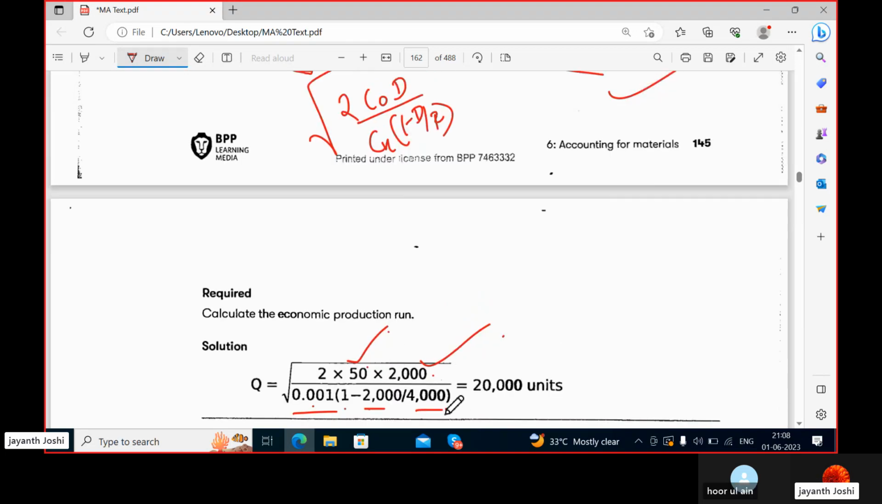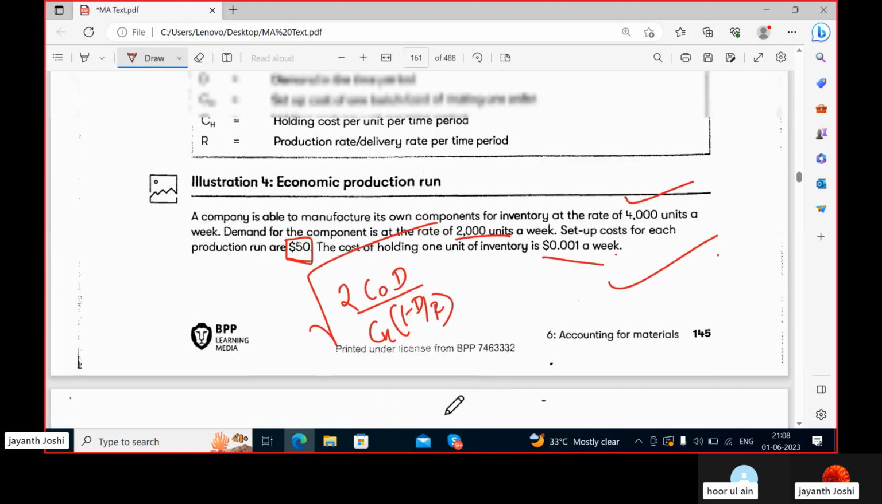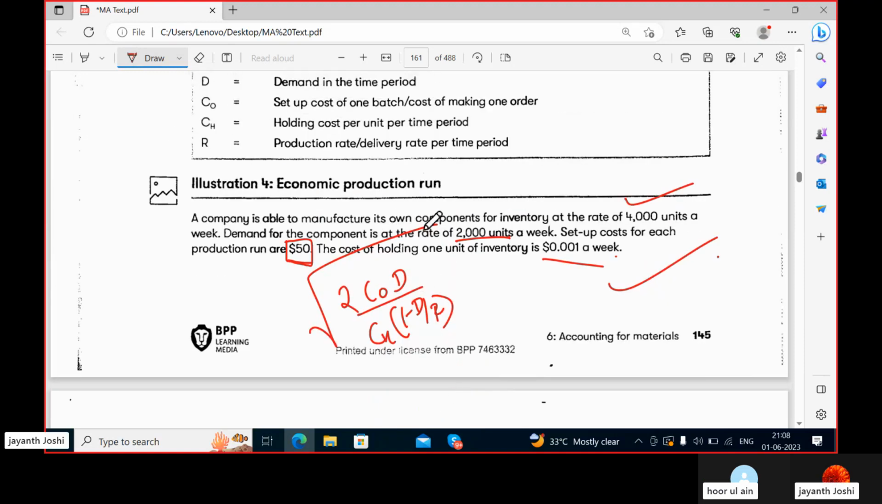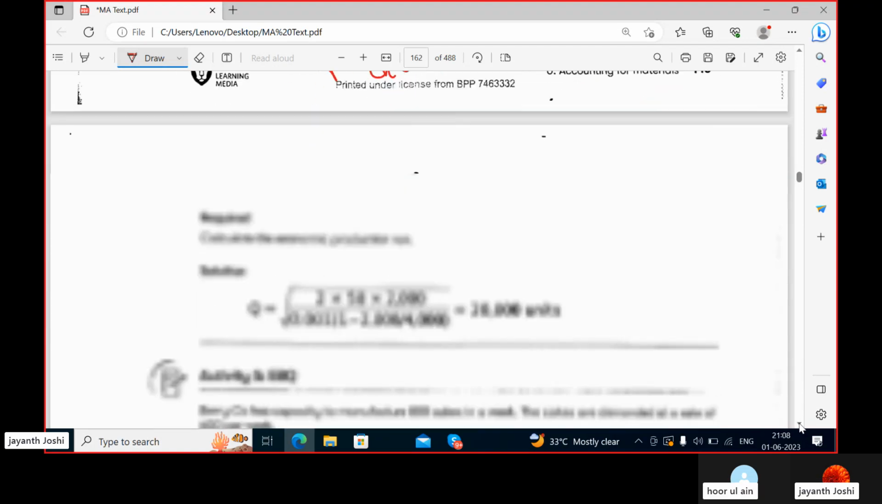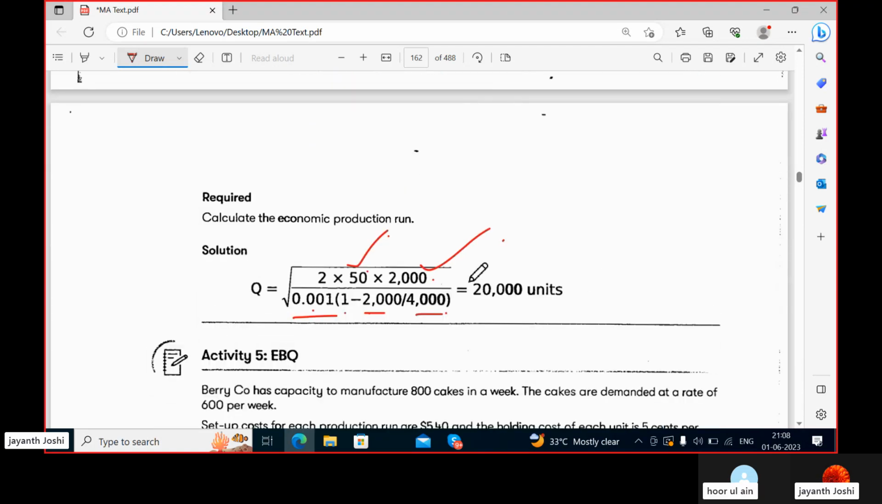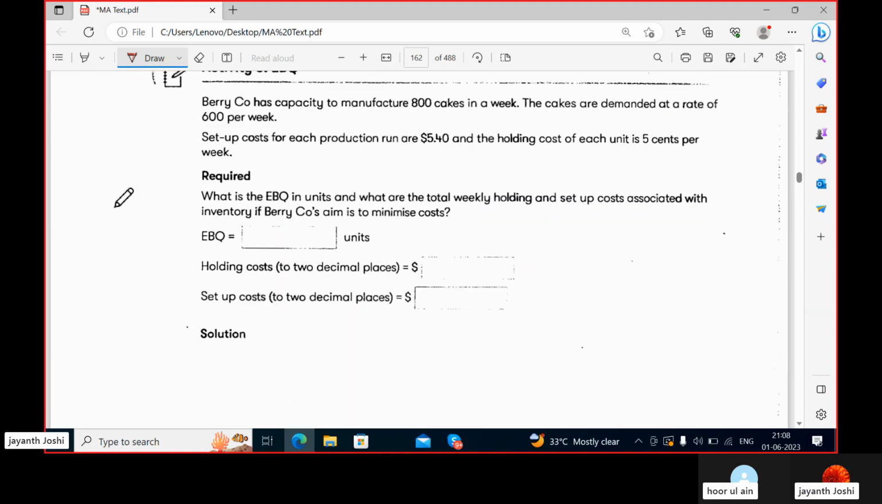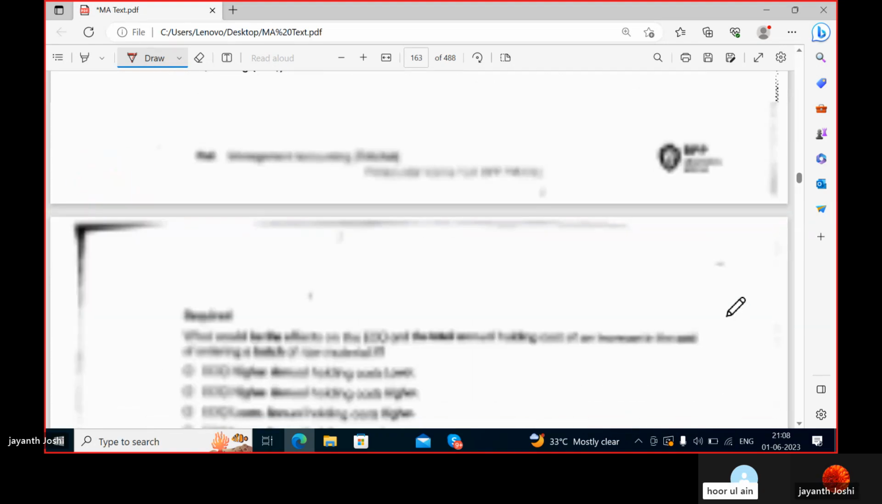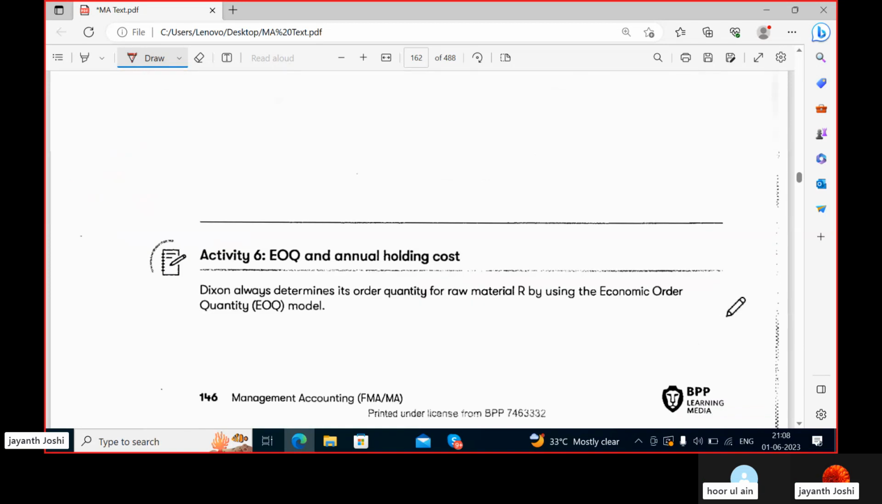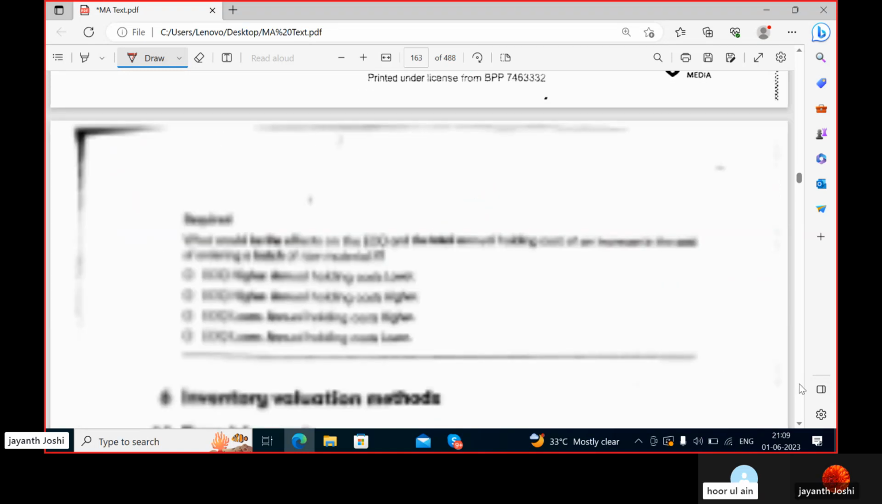They do it like 4,000. Here clearly it is given that they manufacture their own components for inventory at the rate of 4,000 units a week. So you got the EBQ as 20,000 units. This activity is homework for you. Here, EOQ and annual holding cost, we have already discussed everything. You need to do this activity.